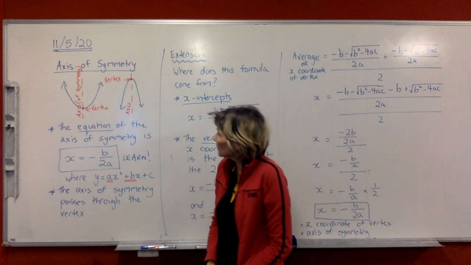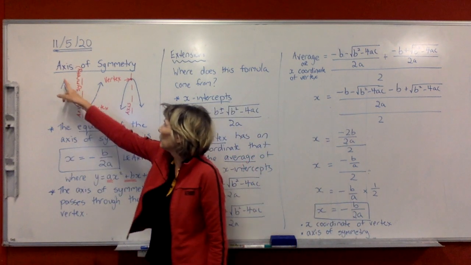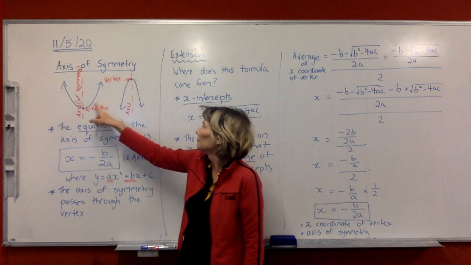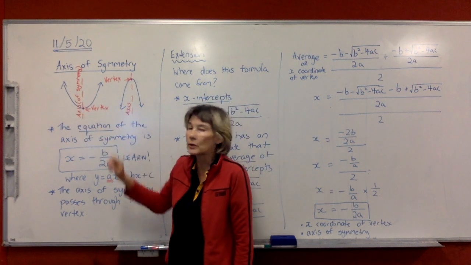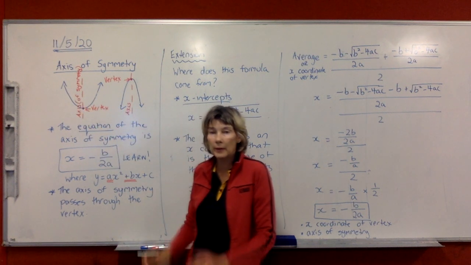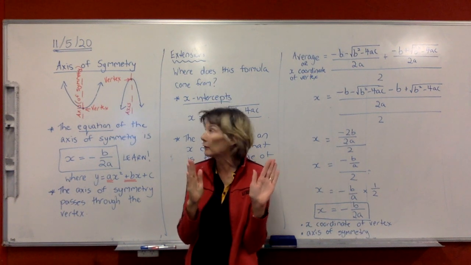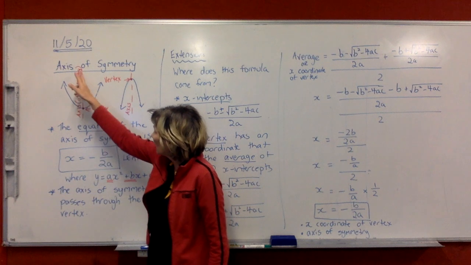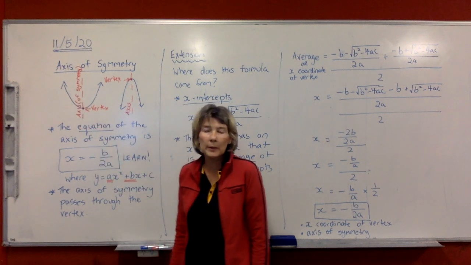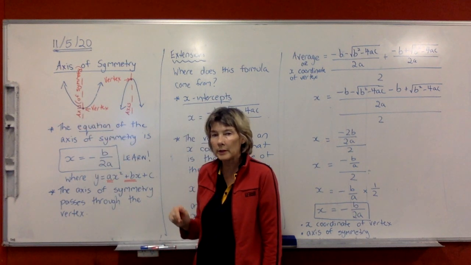So the axis of symmetry of a parabola, if you think of a concave up parabola, goes straight down the middle. It acts like a mirror and reflects one half of the parabola onto the other half. It's a line. When we put an axis of symmetry in, we will draw it in as a dotted line.